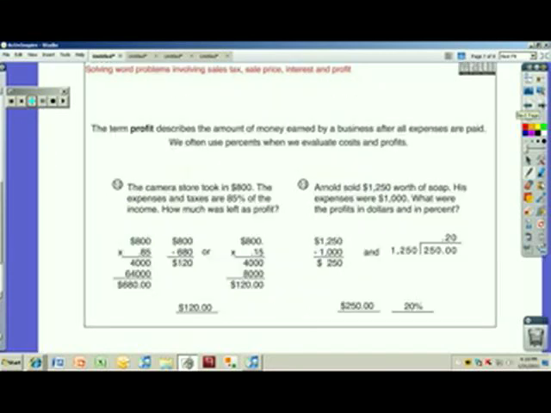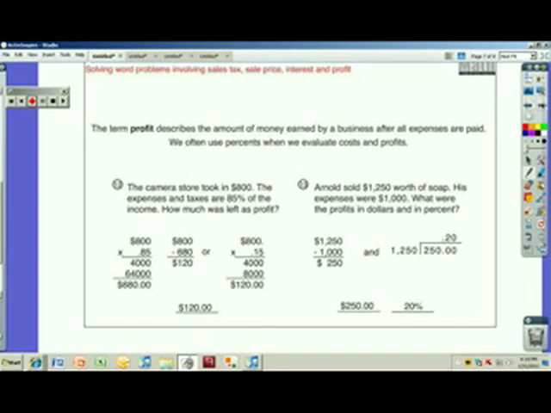All right, we do have one more problem here. Actually, two more problems, and this has to do with profit. The term profit describes the amount of money earned by a business after all expenses are paid. Let's say you have a lemonade stand out in front of your house, and your mom says, okay, you can do the lemonade stand, but you have to pay me for the cups, you have to pay me for the lemons, and you have to pay me for the sugar that you use to make your lemonade. So after you pay your mom, then you count up your money, and whatever the difference is your profit. Got that? Okay, the profit is the extra that you get to keep.